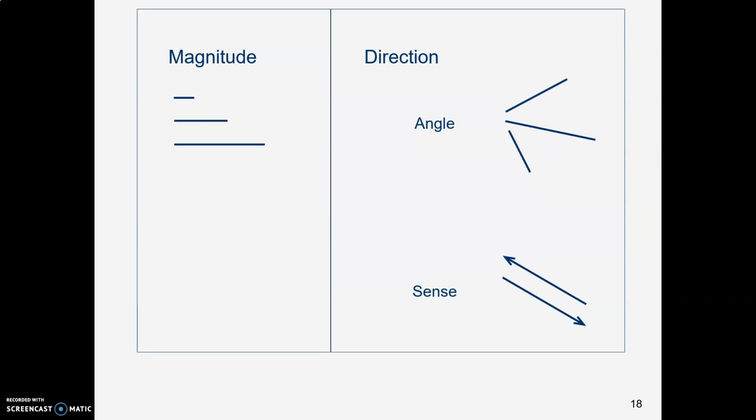So here's kind of a diagram of those, in addition to point of application, those other two characteristics: magnitude, how big is it, and direction, which is made up of what angle is it, and what sense is it, what direction is your arrow pointing.